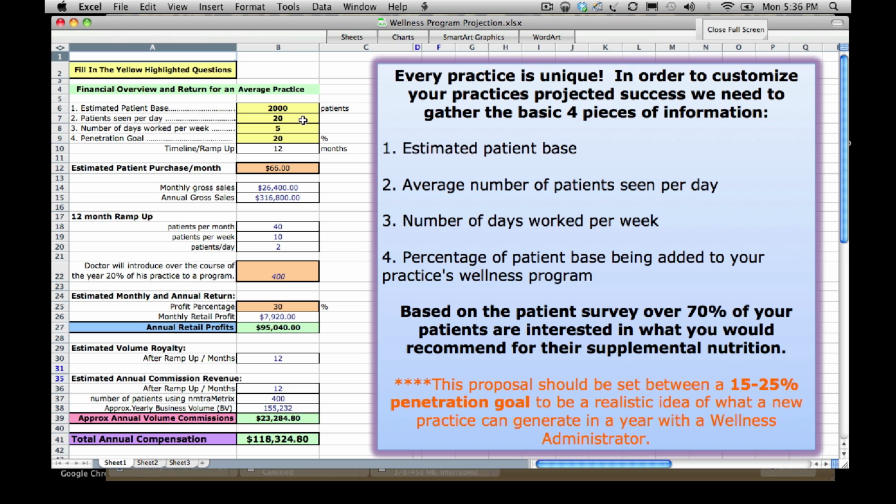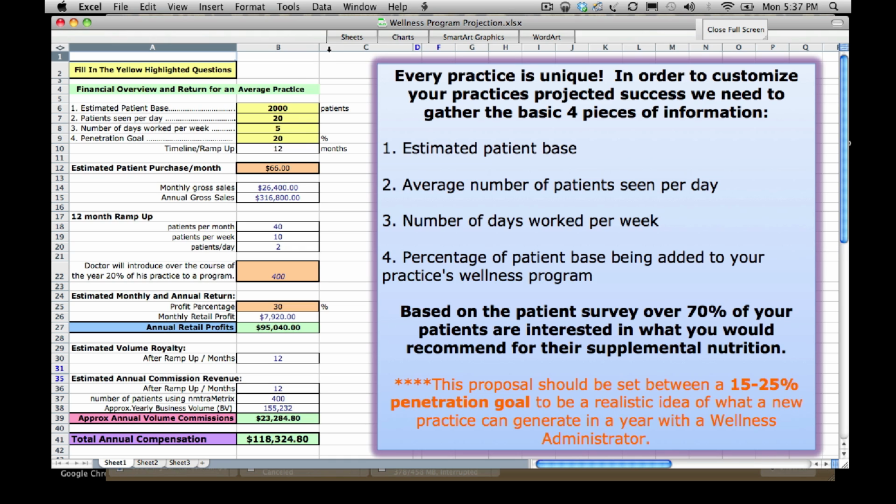In addition to that, we're going to look at how many days a week does that doctor work. Some doctors work 4, some doctors work 5, believe it or not, some doctors even work 3, and some may work 6. So we're going to want to find out how many days a week they work. And then we want to put in here a penetration goal. And my advice is that you leave the penetration goal at 20%. The only time you're going to want to modify that above or below is if you want to show the doctor worst case scenario. I mean, if we only did 10%, then you could change that number and show them 10%, but 20% is really the goal.